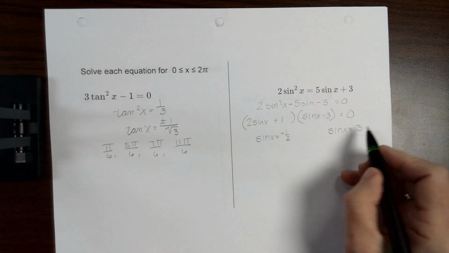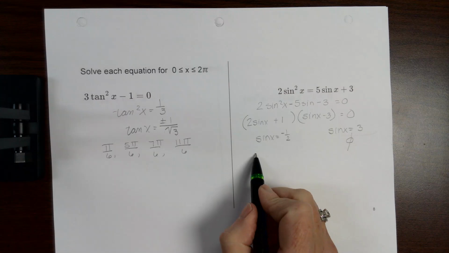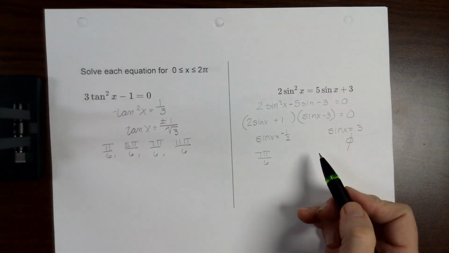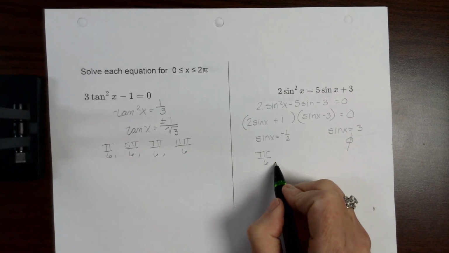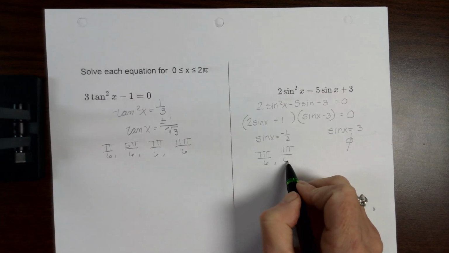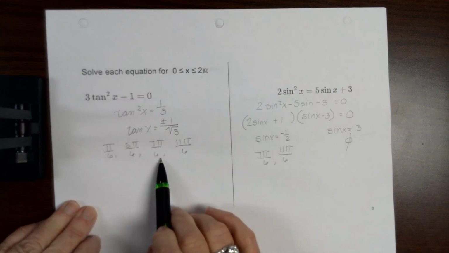Well, nowhere is the sine of x equal to 3 on your unit circle, so that's the empty set. This one is at 7 pi over 6, which is in your third quadrant, and this is in my fourth quadrant. Okay, because that's listed in radians, this needs to be in radians.